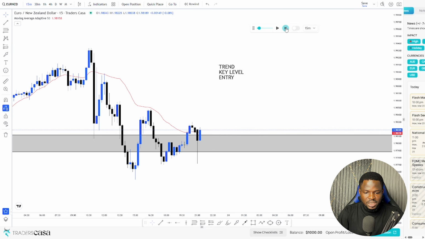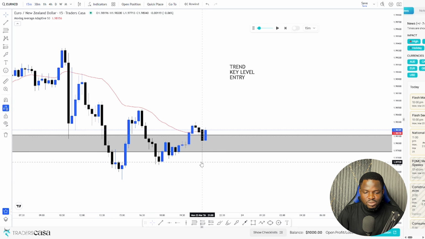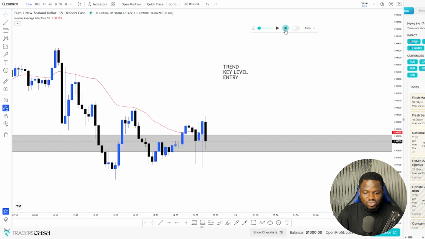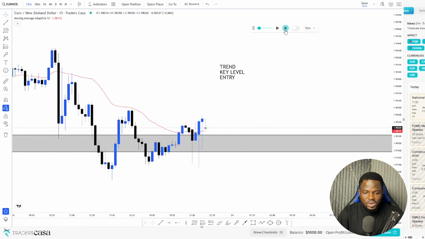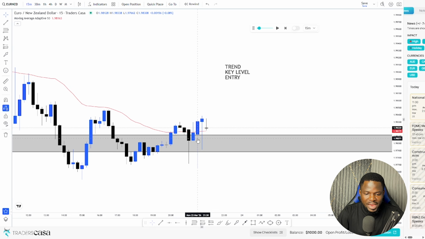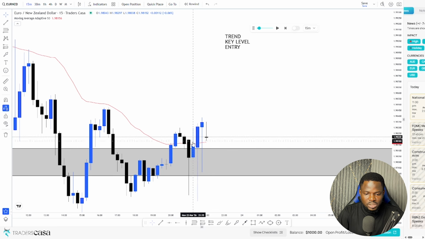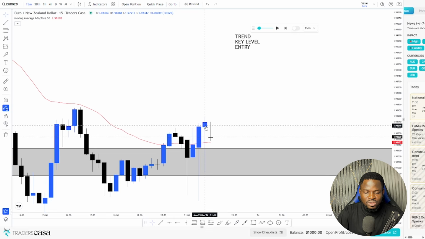Let's continue playing the candlesticks. You can see the spike to the downside. So that is why it's very important to always trade with criteria. Now we need the first bullish candlestick. Now we have it. This bullish candlestick is the first one to close above it. Now we have the second one here.